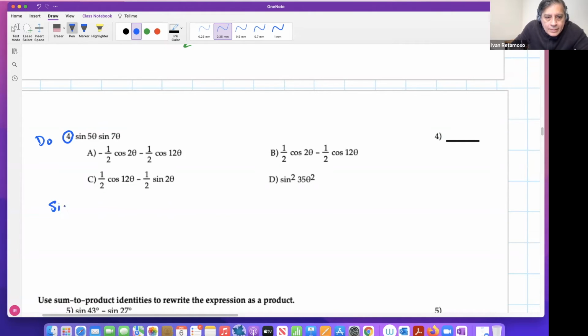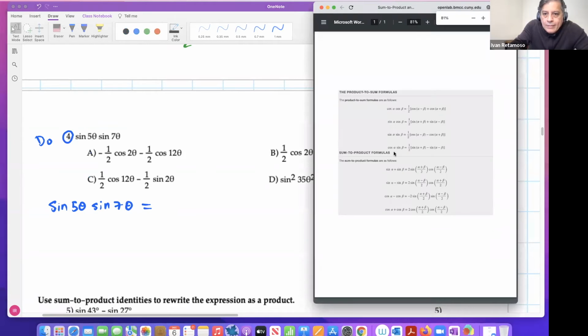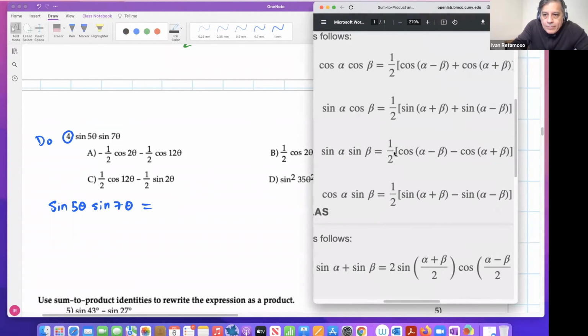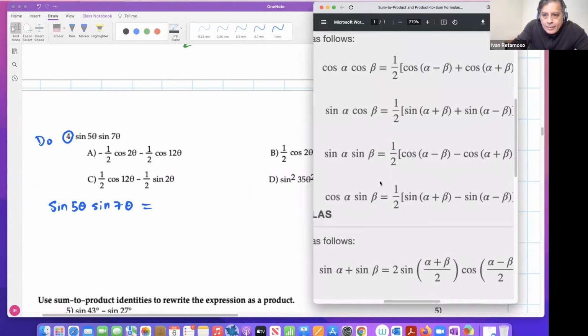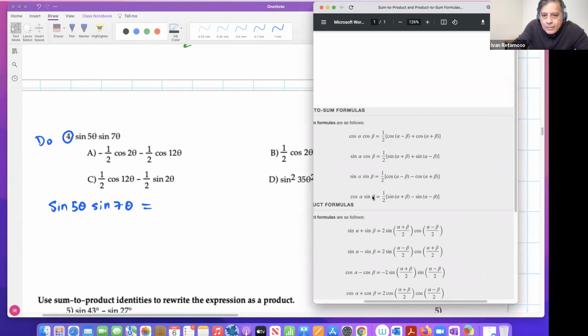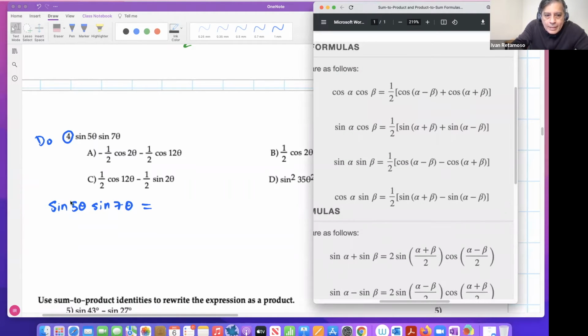Try to turn this sine of 5 theta multiplied by sine of 7 theta into a sum or into a difference. For that, we're going to bring up the formulas and see which one we can apply accordingly here. Notice I have sine first, then sine again. So look for one that says that. Look here, sine first, next the right sine again, right? There is an order there for the forms.